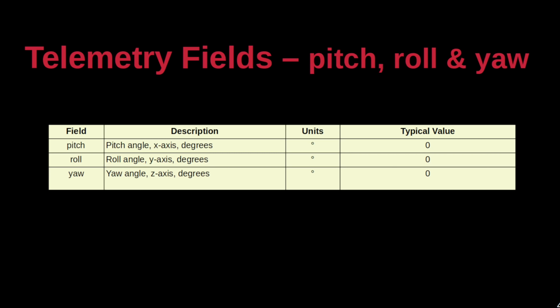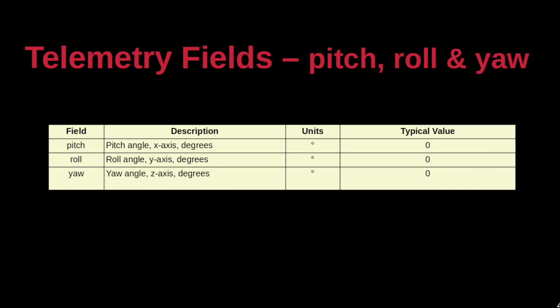Roll is the rotation of an object around its longitudinal axis. This is the axis that runs from side to side. When an object rolls to the left, its left side moves up and its right side moves down. When an object rolls to the right, its right side moves up and its left side moves down.